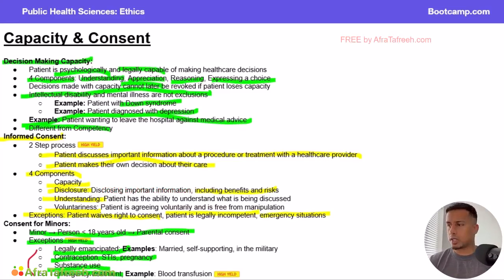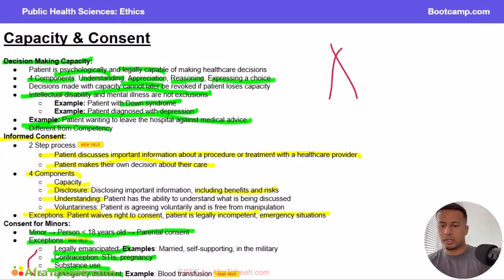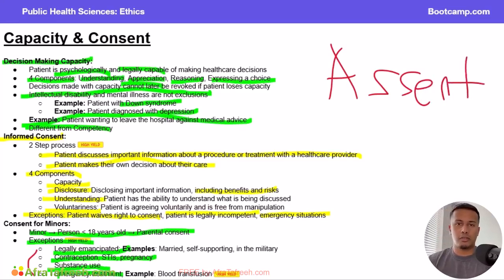The last thing that I want to talk about is that even if you have a minor and you can't get consent from them, you always want to get assent. Let's go ahead and write that out. So what is assent? Assent is basically agreement from a patient who cannot give you consent, which is literally what a minor is. A common example of this is if a pediatric patient comes in with a laceration and you need to do a suture repair.